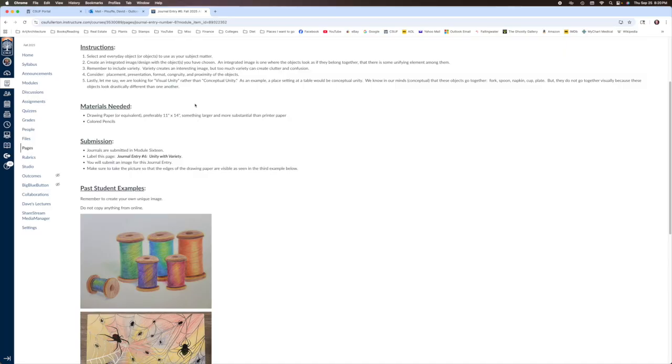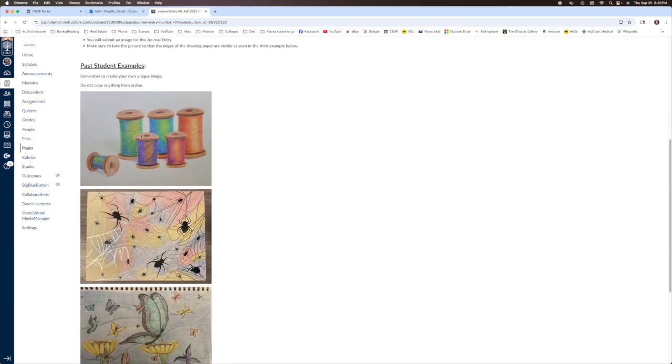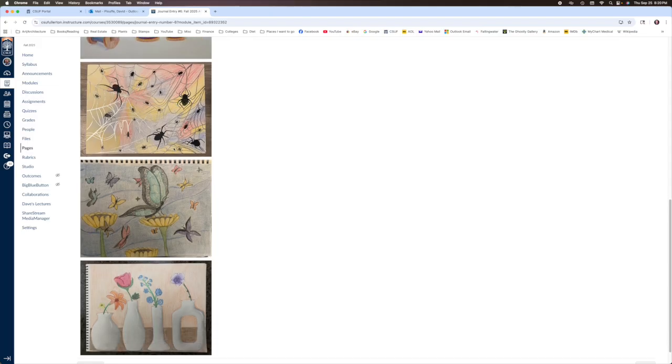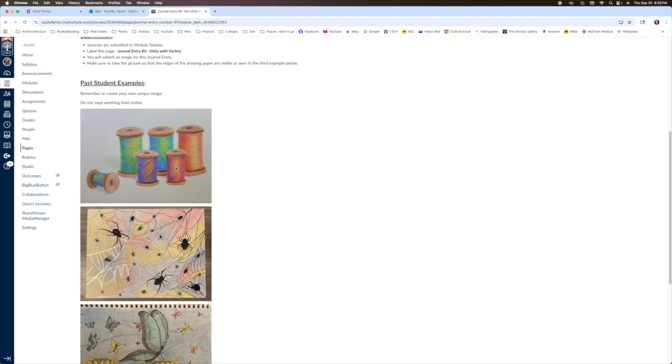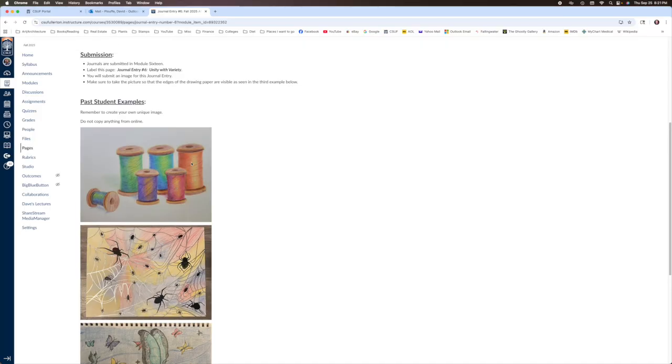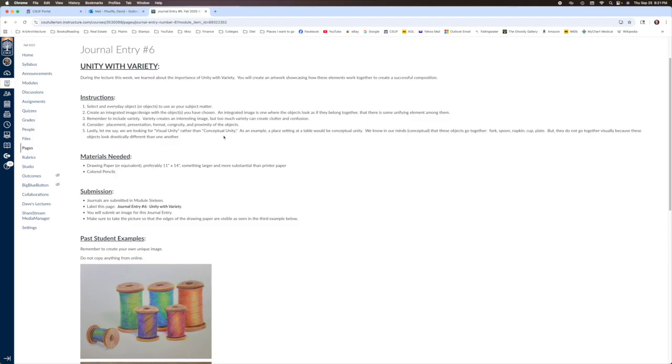So visual unity would be like in the examples here, where we have spools of thread, spiders, butterflies, and everything here goes together. Everything is similar in shape and in form. There's a congruity. Whereas conceptual unity, we do not want. That would be like your desk setup, where you would have maybe a computer, a lamp, a keyboard, a mouse, a microphone. All of those, yes, they go together, and we think of them as conceptually together. However, visually, none of the objects look like the others.